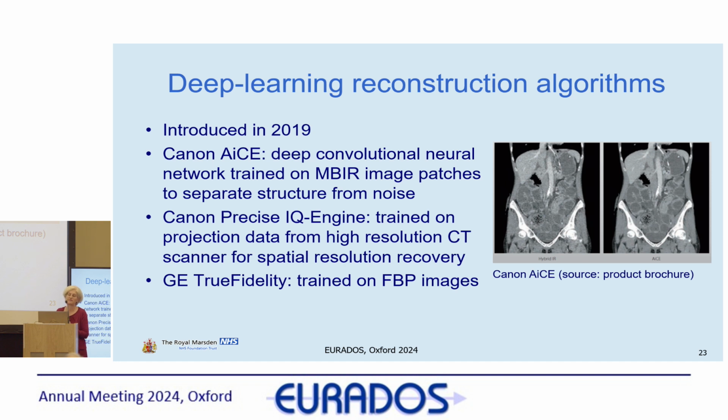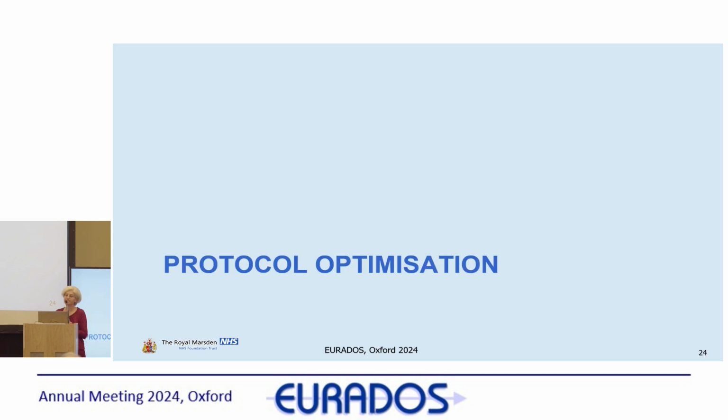And GE have been working on this topic as well. They have TrueFidelity, which is trained on filtered back projected images. So one of the things that's happening is that different manufacturers are going for different looks in their CT image, and one of the pieces of work that will need to be rationalized is what we want CT images to look like, and this is where the radiologists will hopefully have a strong voice.